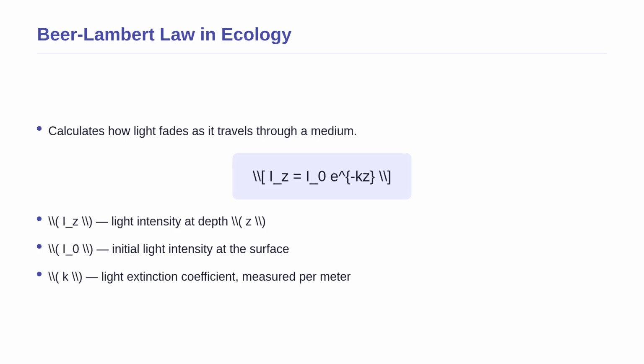Let us look at the variables. Iz represents the light intensity at a specific depth z, measured in meters. I0 is the initial light intensity at the surface. The constant e is the base of the natural logarithm. Finally, K is the light extinction coefficient, which measures how quickly the water absorbs or scatters light. If the water becomes very murky, the value of K increases, causing the available light to drop off much faster, severely limiting the photic zone.